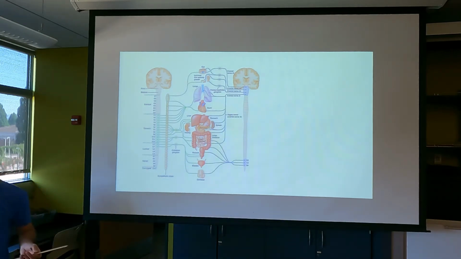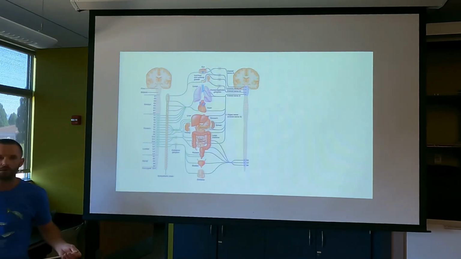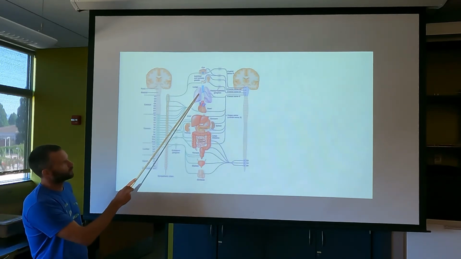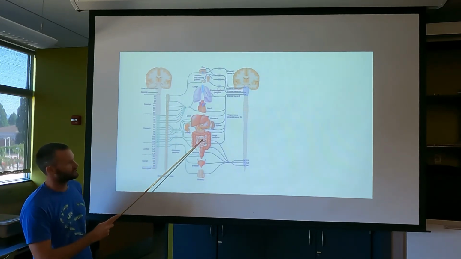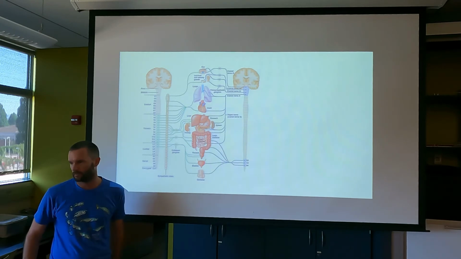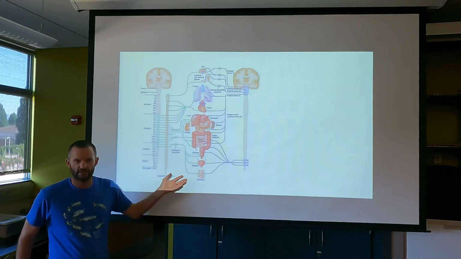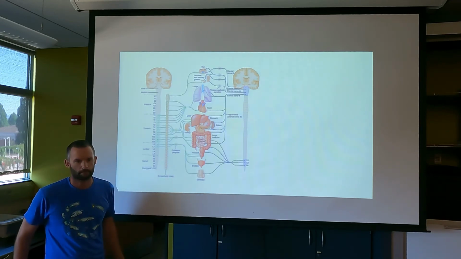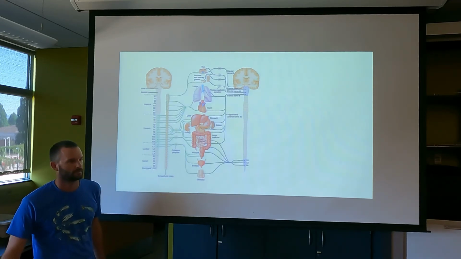Any questions about this? We're going to see this all throughout Biology 242. Because guess what we talk about in 242? Respiratory system, cardiovascular system, digestive system, urinary system. And all of these are regulated by the autonomic nervous system. Okay.